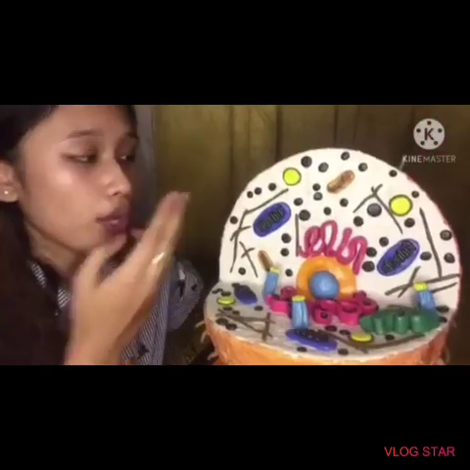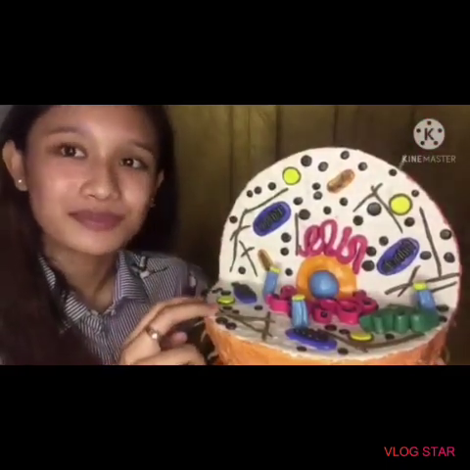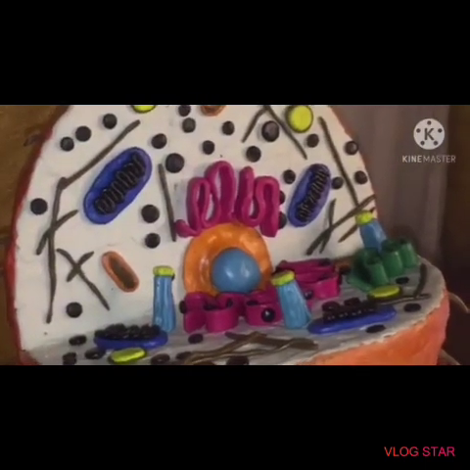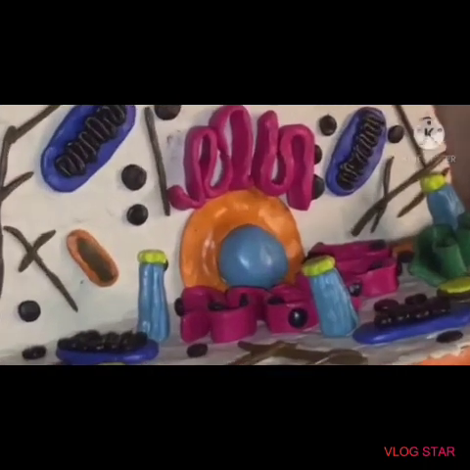And last but not the least, the whole white surface represents the cytoplasm. This is a gel-like material that contains all the cell organelles enclosed within the cell membrane to support and suspend organelles and cellular molecules. That would be all.